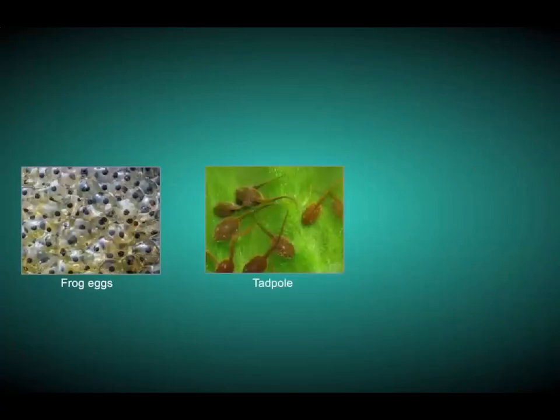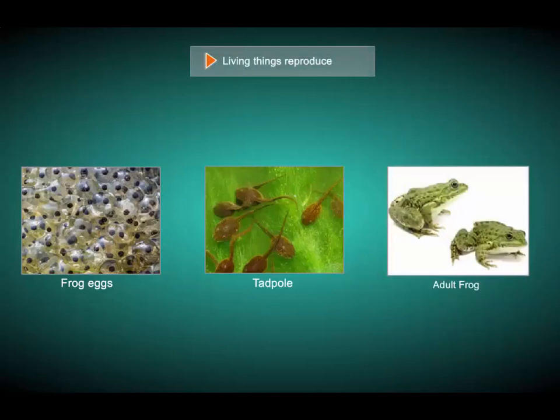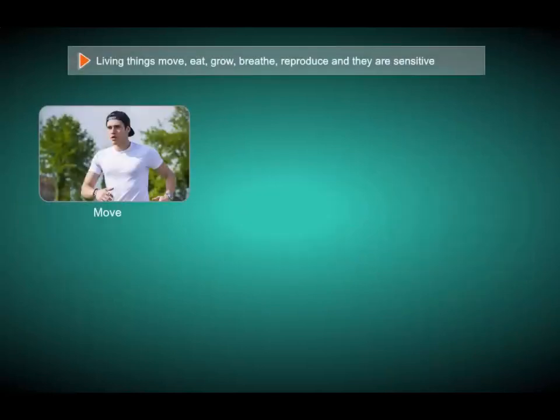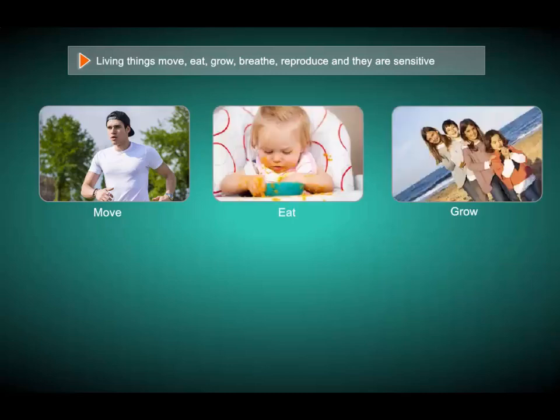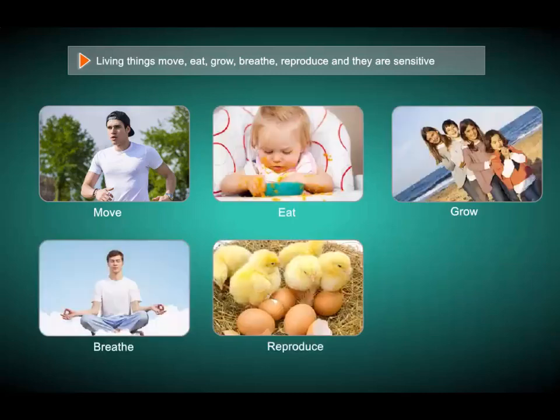We know that the eggs of the frog hatch into tadpoles, and these tadpoles grow into frogs. That is, living things reproduce. From all the above activities, it is clear that living things move, eat, grow, breathe, reproduce, and are sensitive.